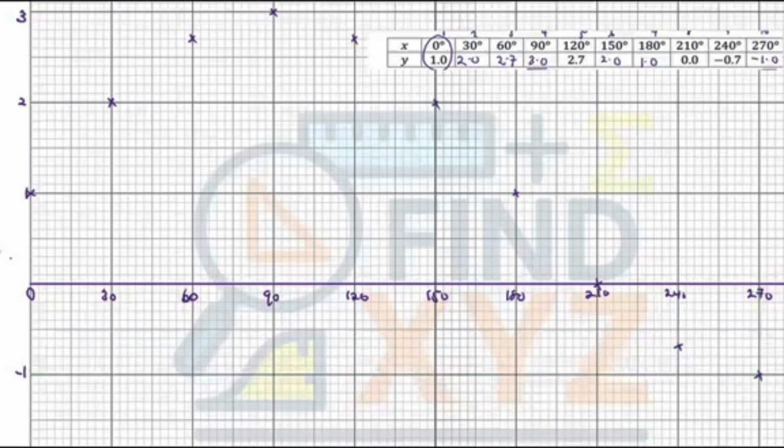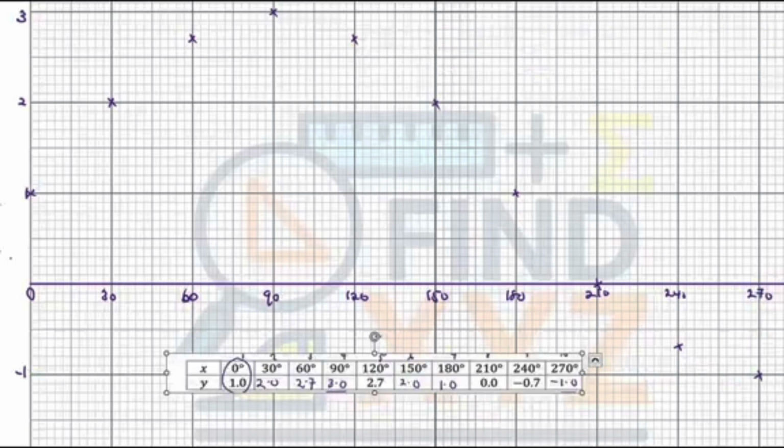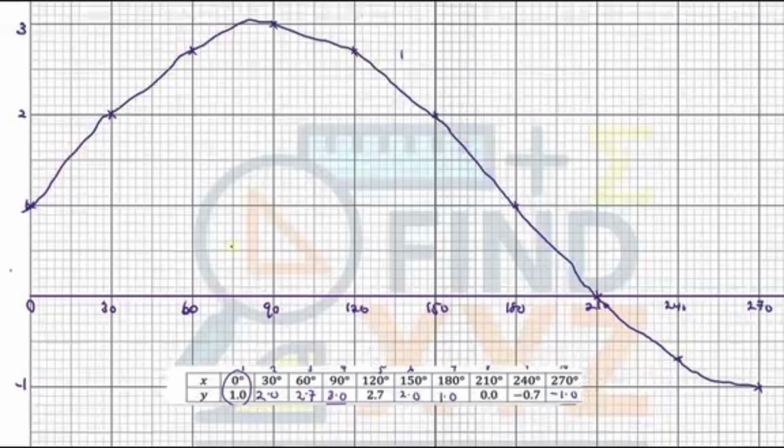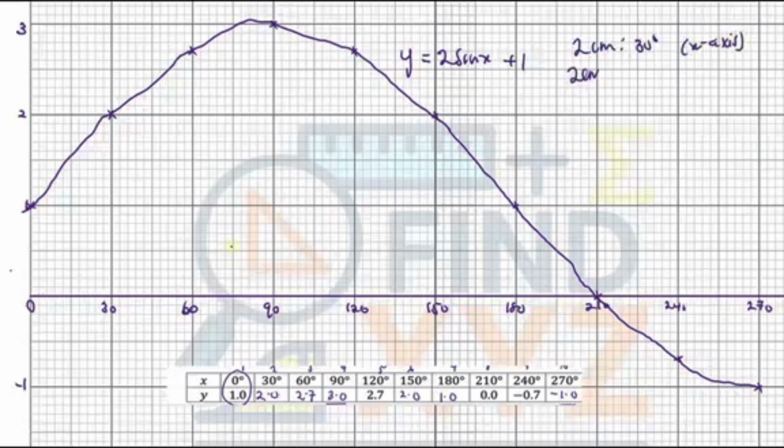Now let's connect these points. Please do not use a straight edge to connect them. Just use your free hand. So let's connect them. This is our curve for y is equal to 2 sine x plus 1. And we use a scale of 2 centimeters is to 30 degrees on the x-axis, and then 2 centimeters is to 1 unit on the y-axis.